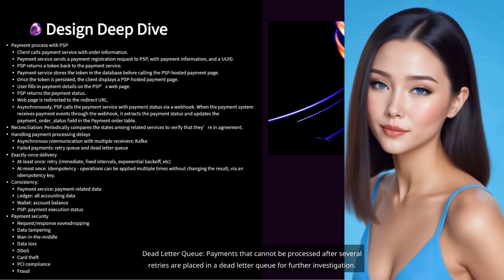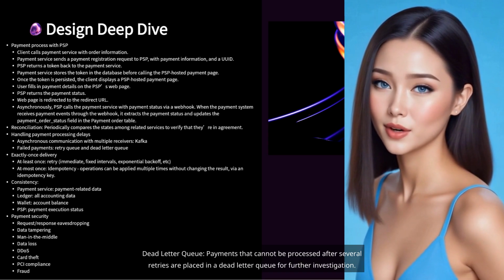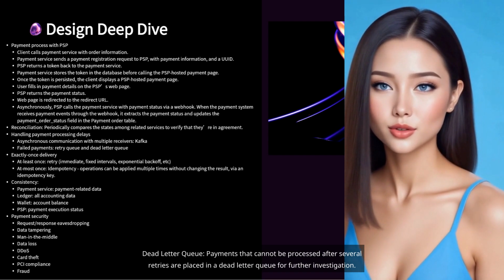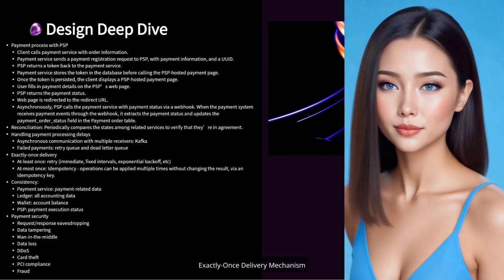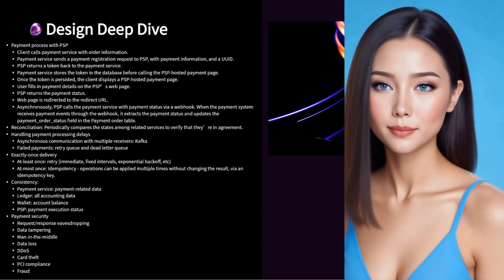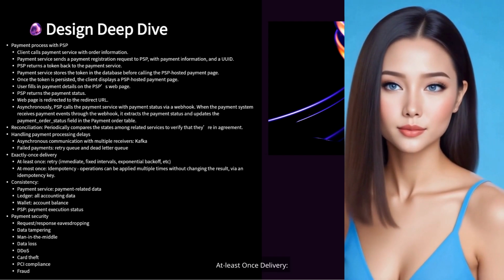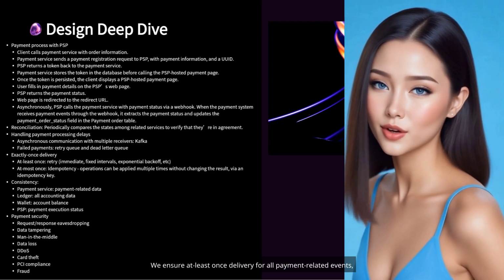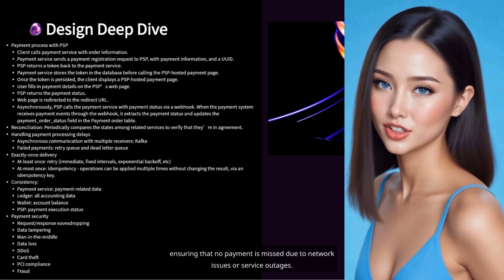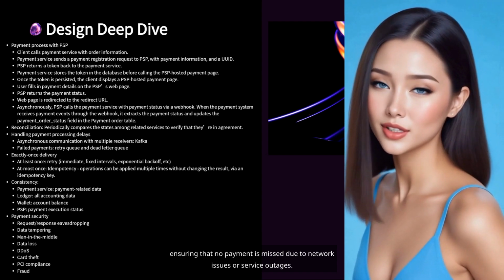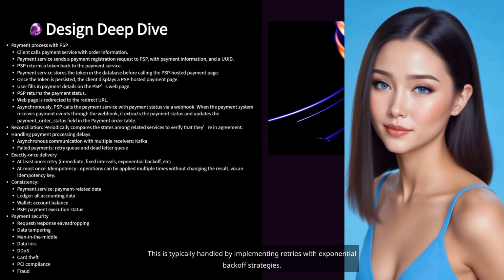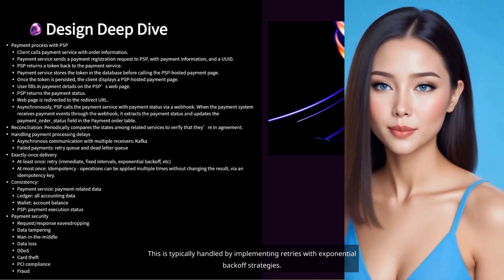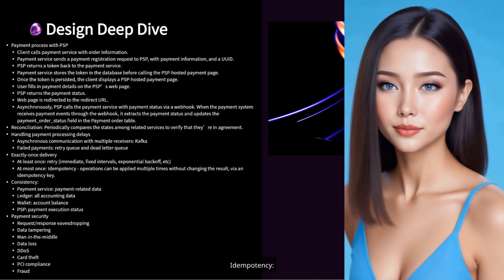Dead letter queue. Payments that cannot be processed after several retries are placed in a dead letter queue for further investigation. Exactly once delivery mechanism. At least once delivery. We ensure at least once delivery for all payment-related events, ensuring that no payment is missed due to network issues or service outages. This is typically handled by implementing retries with exponential back-off strategies.